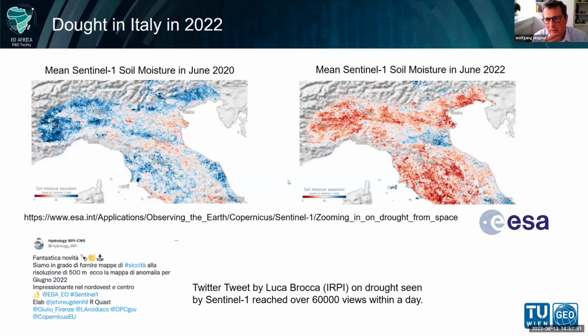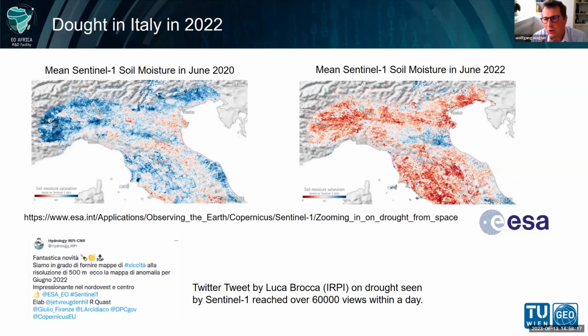This kind of data have already been used, for example, in public media outreach. There has been a very strong drought in Italy last year. So the Po Valley has been extremely dry. The Po River has almost dried out. And the Sentinel-1 SAR moisture images have been used to communicate these very dry conditions and the drought situation.